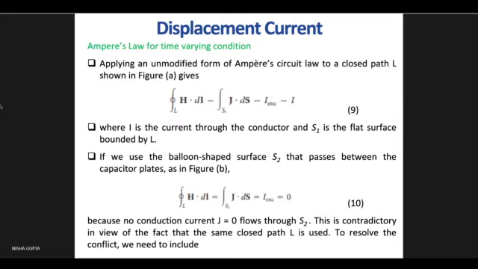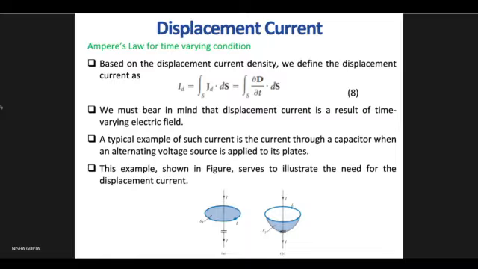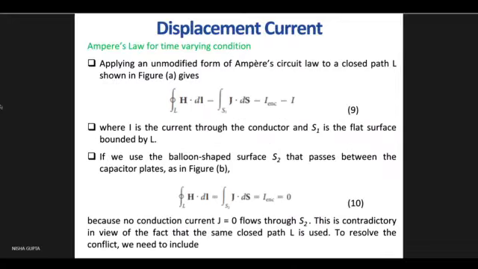If we use the balloon shaped surface S2 in the second figure, you can see that it is passing through the capacitor. So S2 passes between the capacitor plates. Now what will we have? Again the same equation, but this time J dot ds equal to I enclosed. So what is the current between the plates of the capacitor? There is no conduction current, so it is equal to 0. Because there is no conduction current, J equal to 0 flows through S2.